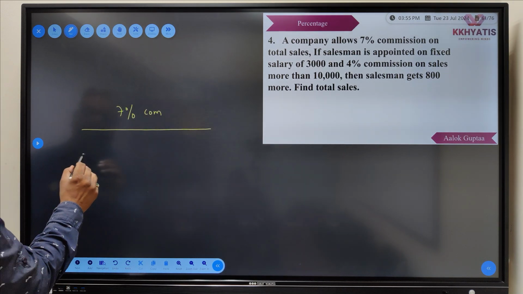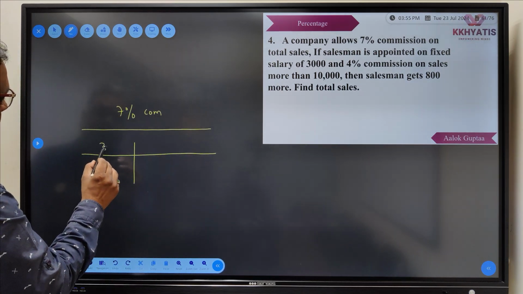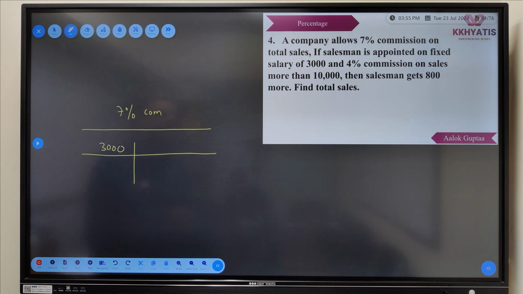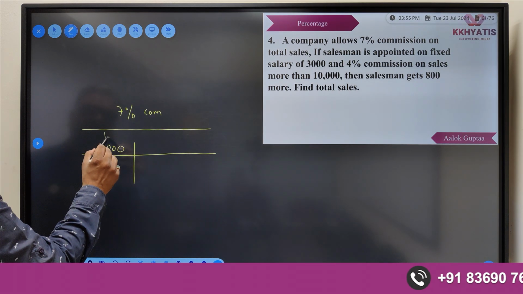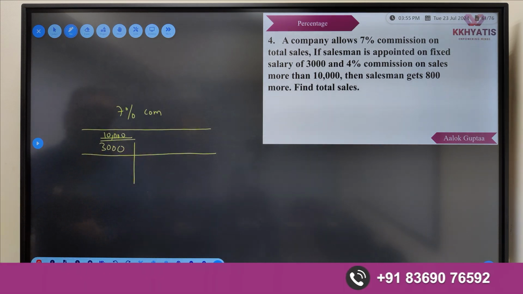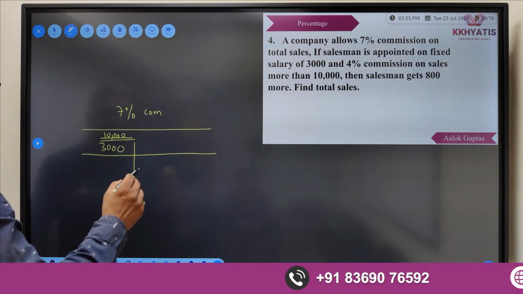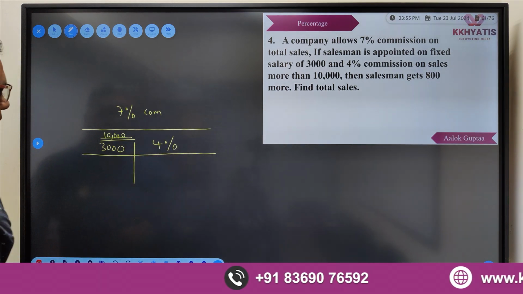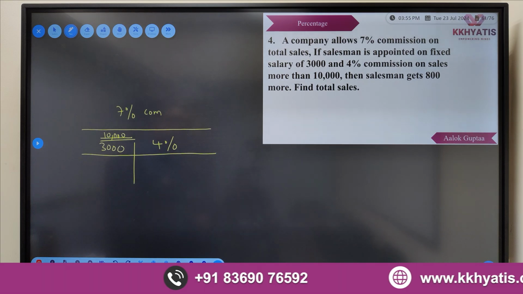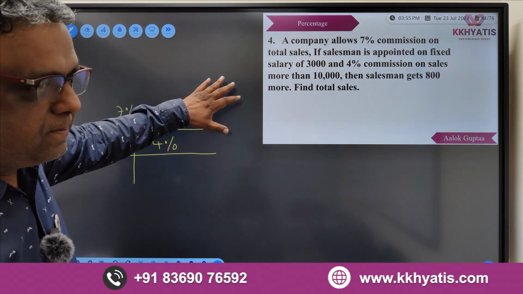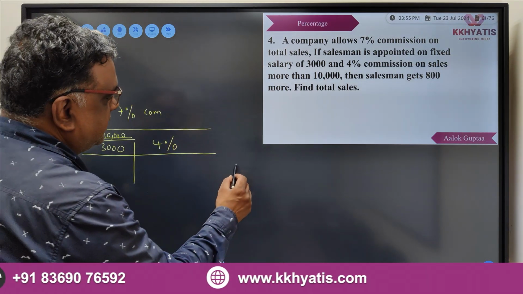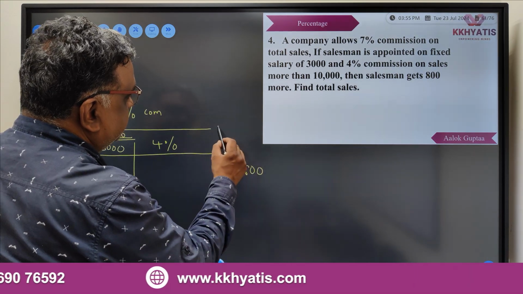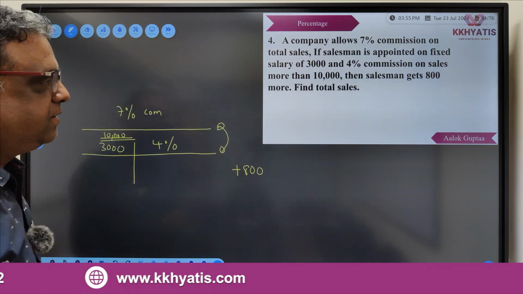Now in another scenario, he gets a fixed salary of 3,000 and 4% commission on sales. So up to 10,000 sales, he gets 3,000 salary. And for 10,000 above, he gets 4% commission. Okay? So whatever commission he gets here and whatever commission he gets here, this figure is 800 more than this. So in this scenario, he got plus 800, which means difference between these two commission is 800 plus 800.